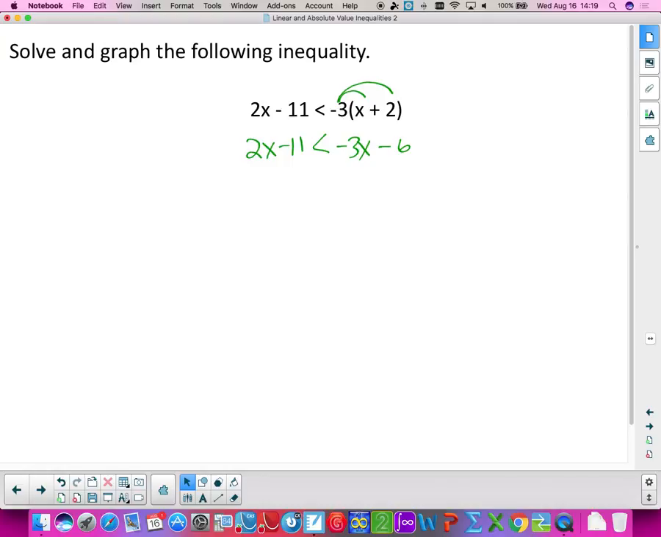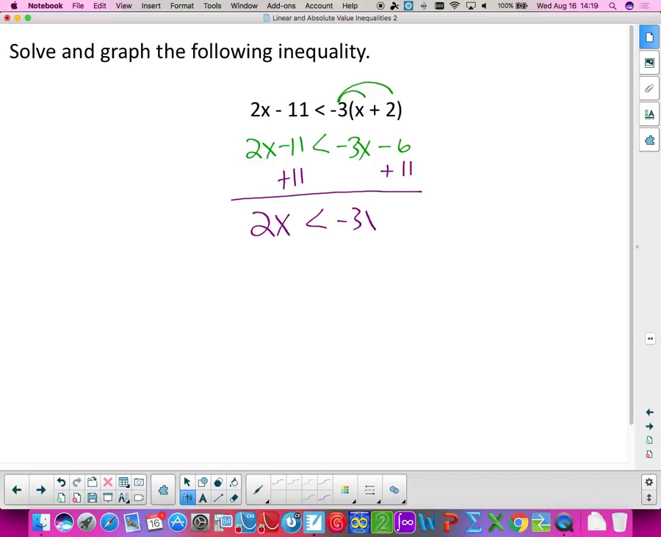First step. What should I do first? You have an idea? What would you do? Okay, you're going to bring the 11 over. Okay. So add 11. Okay. Good deal. So 2x is less than negative 3x. What do I have on the right side now?